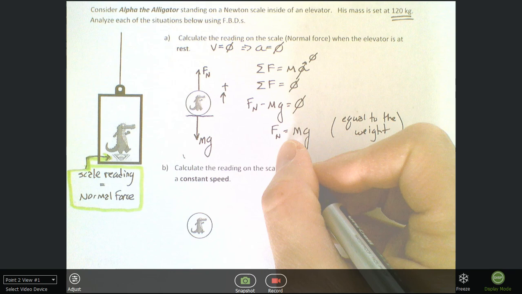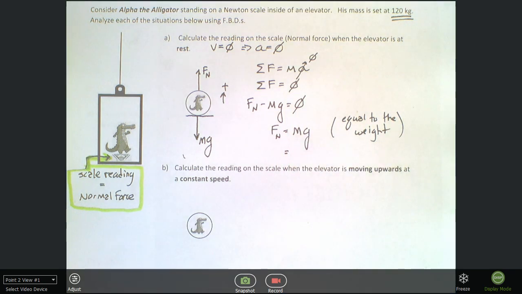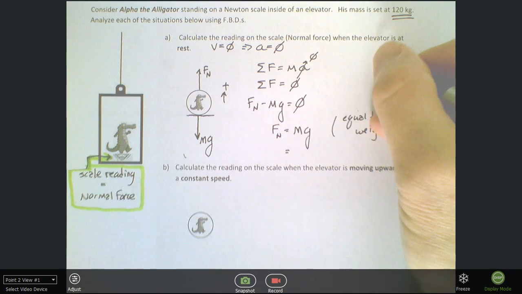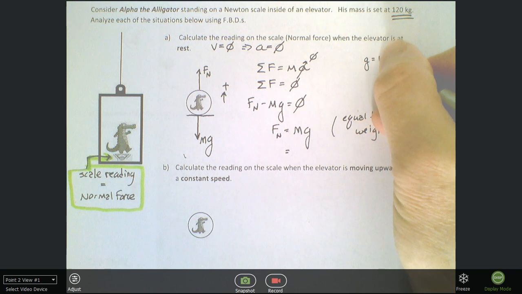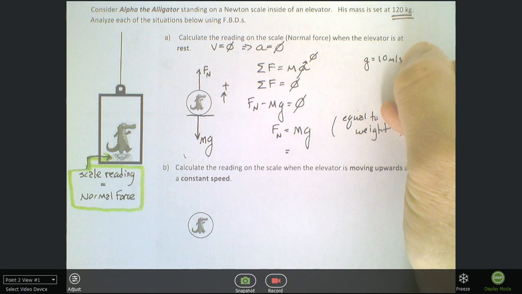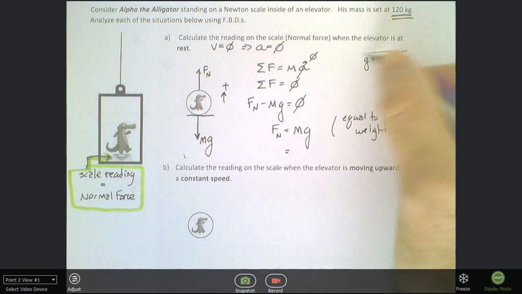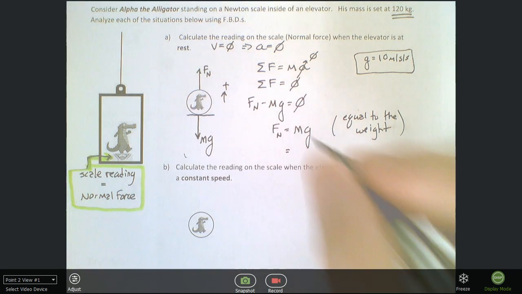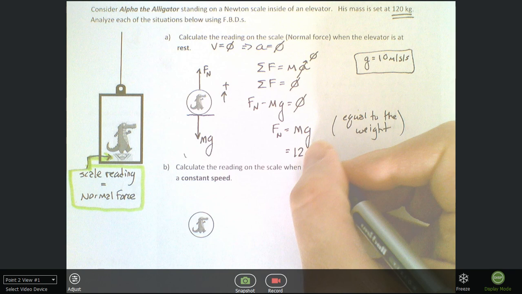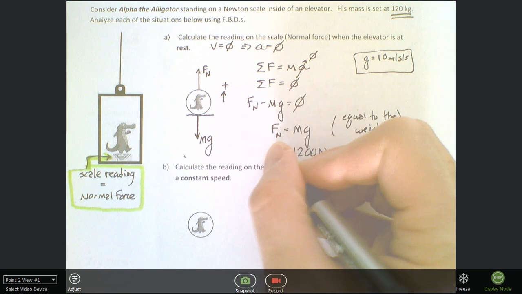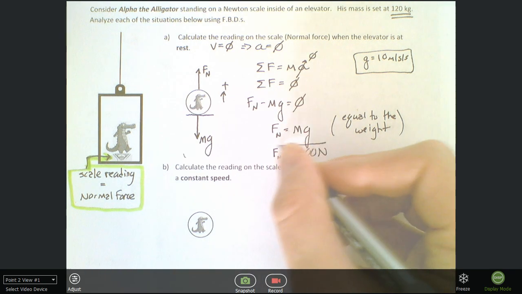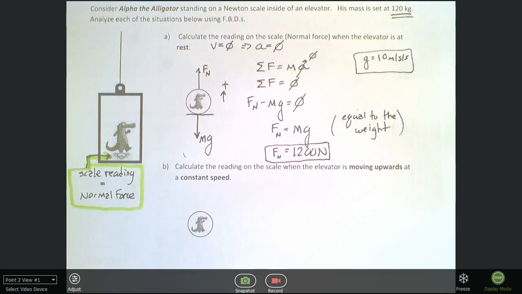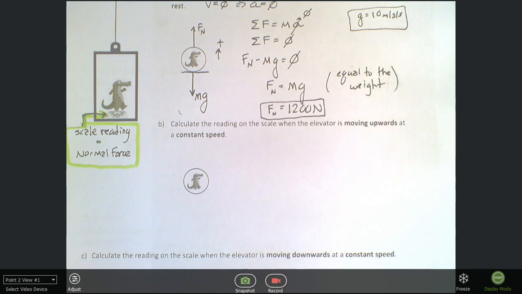Plugging in some numbers for this, it's just 120. I'm just going to use 10 to make life easy. So just for these examples, I'm just going to use the acceleration of gravity as 10 meters per second squared, just so the math's a little bit simpler. So that's just 1,200 newtons of force. So you would measure 1,200 newtons on the scale. Or, if you want to use 9.8, use 9.8.